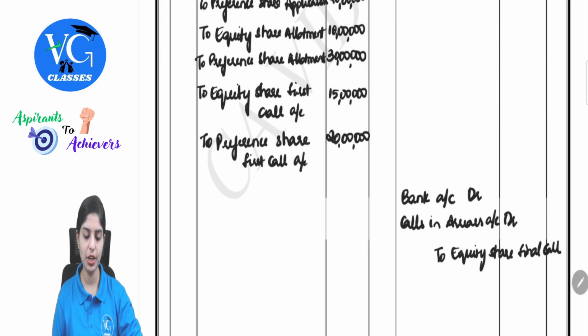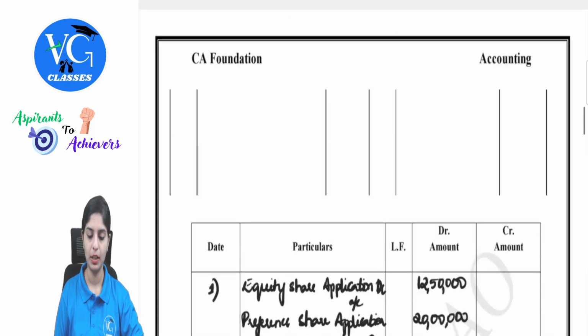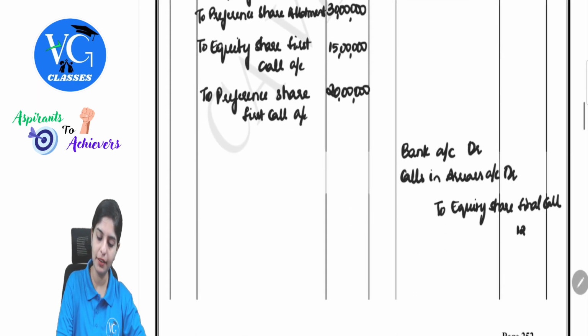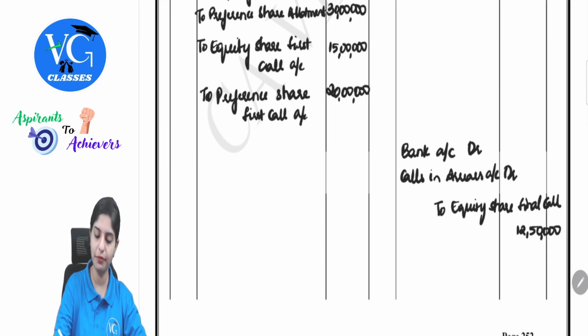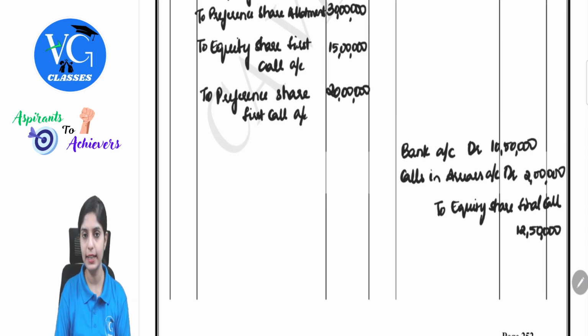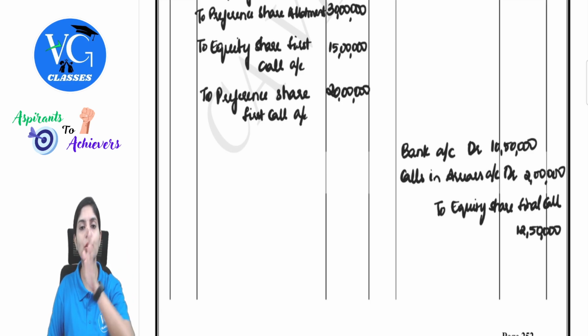Now with respect to equity share final call, what is the amount we have already made due? 12 lakh 50. You have received only from 42,000 shareholders. 42,000 into 25, you have received 10 lakh 50,000 alone. So what is the balance? 2 lakh, which is standing as calls in arrears. Now why did I make you understand this entry? The question clearly says to record the entries in the cash book and only the remaining in the journal. So we will have to break this transaction, because part will go to the cash book and the other half will go to the journal.